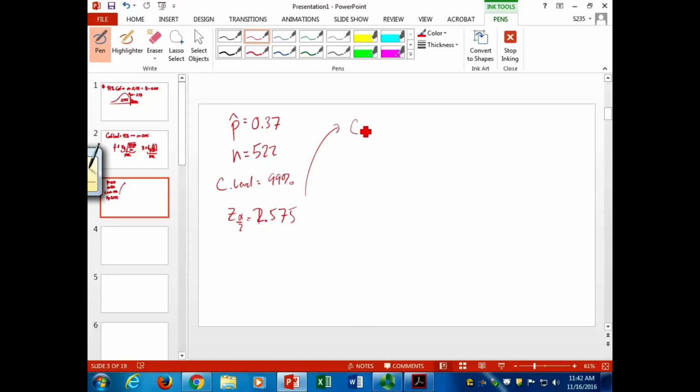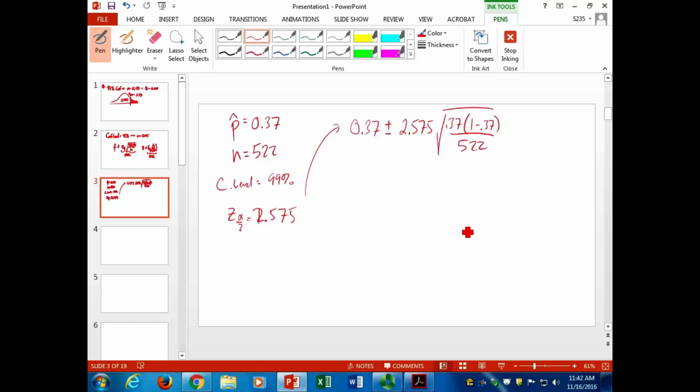So the formula says we need to go 0.37 plus or minus 2.575 times the square root of 0.37 times 1 minus 0.37 all over 522. Everybody okay up to that point? Yeah? Follow? So what's the 2.575?